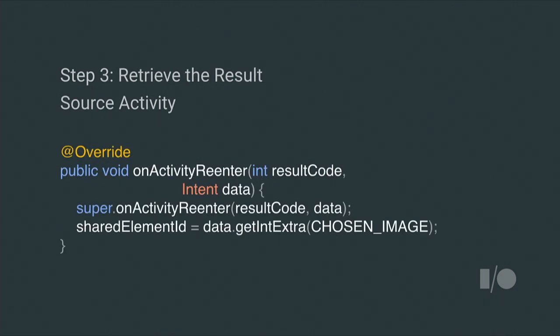Step 3. In onActivityReenter, not onActivityResult. Now, I got bitten by this just yesterday, I think it was, when I was writing a demo. onActivityReenter is a new thing just for activity transitions. It will be called before the shared element comes back. And this is where you can do some tweaking. Here I'm going to get the data, get the shared element. All that data is coming back to me.